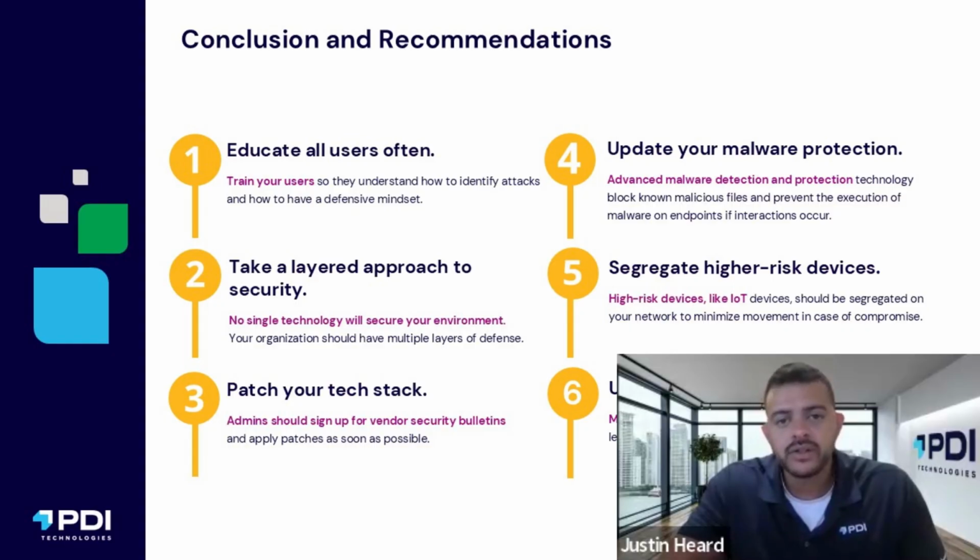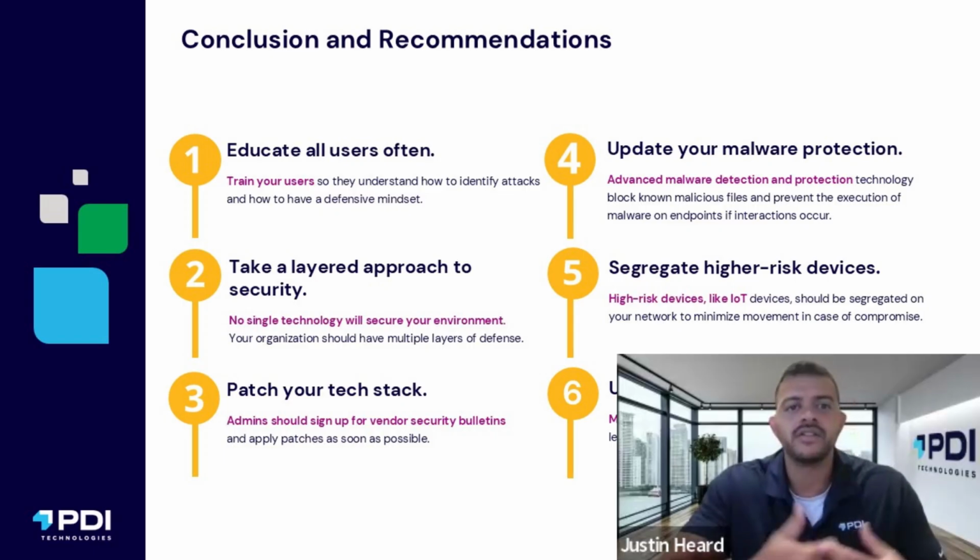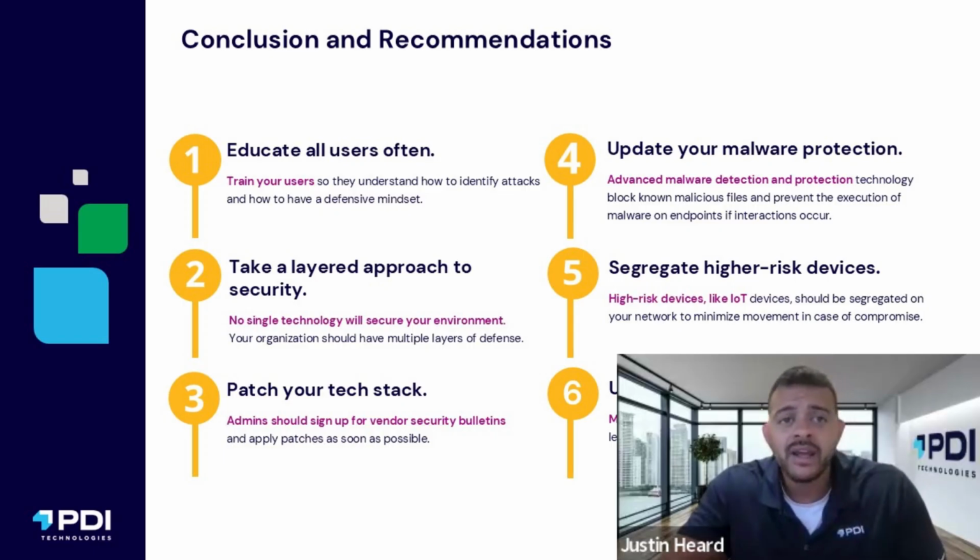Update your malware protection. This is just making sure everything's updated so we have new signatures, so we can block things that are already known. Segregate high-risk devices, but also understand what the high-risk devices are. It's very important. And the last one here is utilize threat intelligence, because sometimes you can get ahead before exploitation, before post-exploitation. You can see that there's some staging activity going on, right?